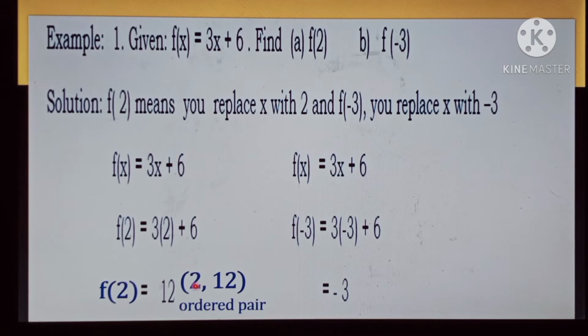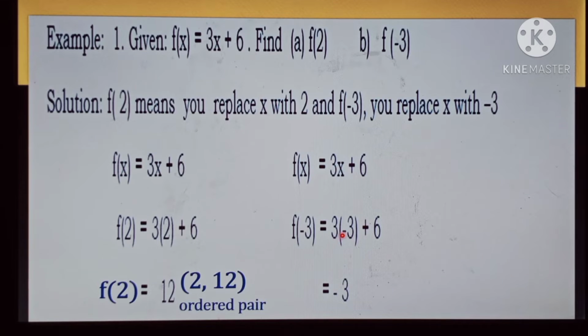So, yung 2 is the first element, which is the domain. And yung 12, that will be the second element or the value of the y. Then let's have another example. F of x is equal to 3x plus 6. This time, your value of x is negative 3. So, you will substitute negative 3 to the variable x.